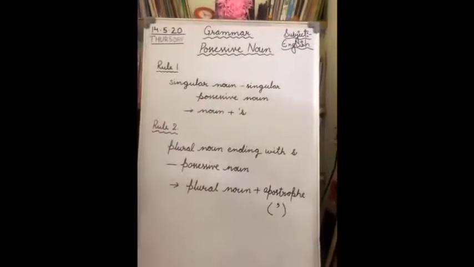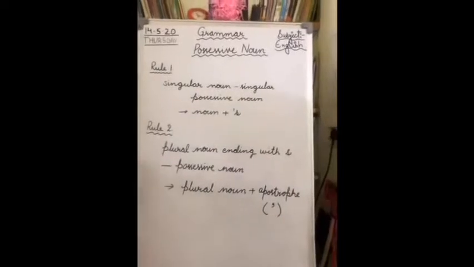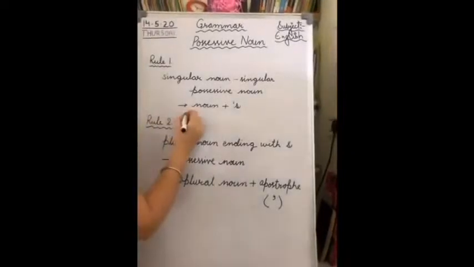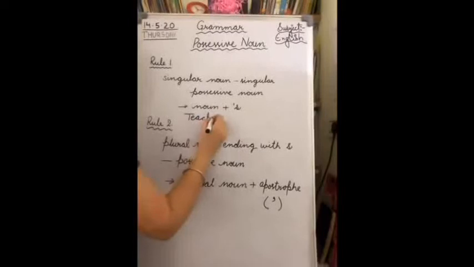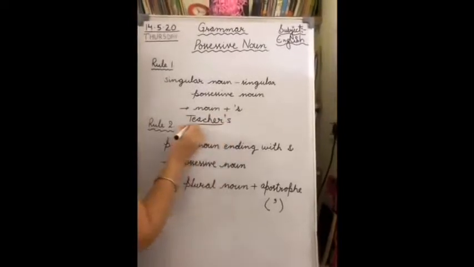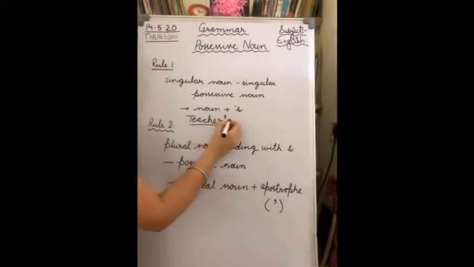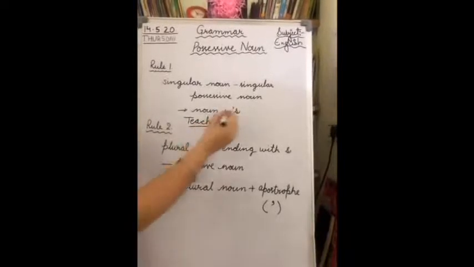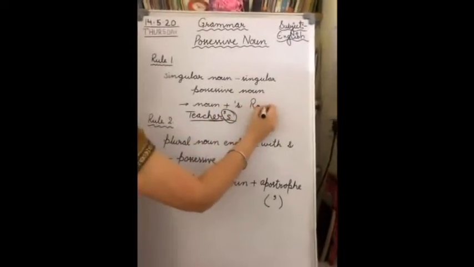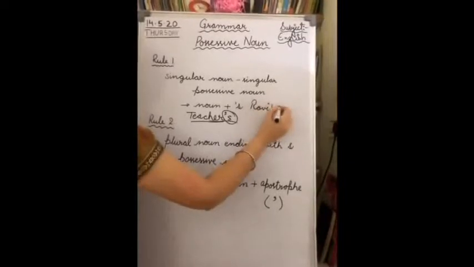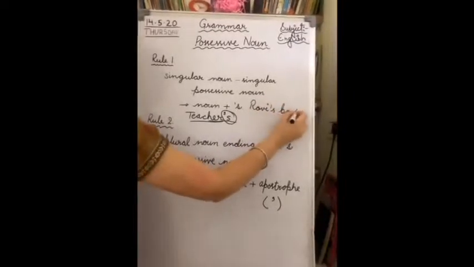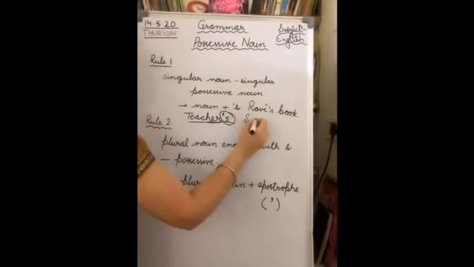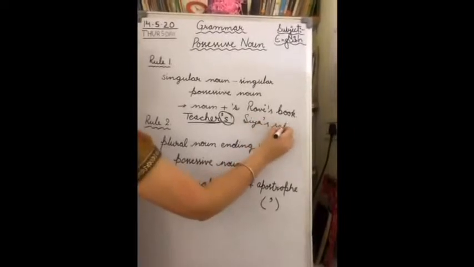Like example here can be, as I told in your previous examples, teacher's. That means teacher is a singular noun, and apostrophe s is telling the possession, so it became teacher's. Another example can be Ravi's book. Sia's school.